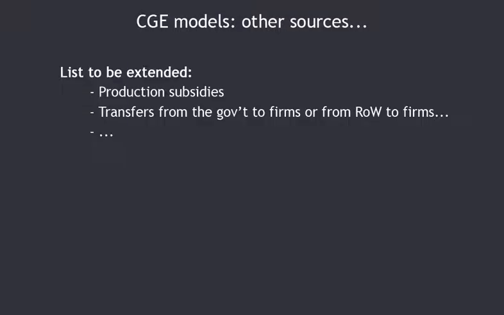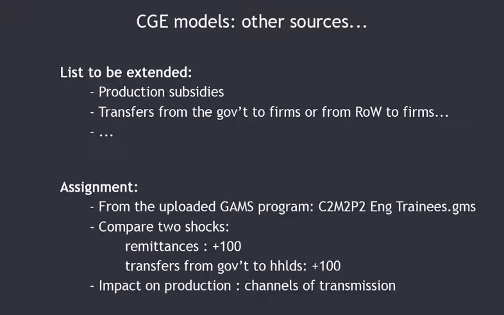So the list of new sources of income for economic agent and new sources of taxes and subsidies for the government can be extended. It must obviously be adapted to the economy that you will study. We can add, for example, production subsidies, intermediate consumption subsidies, subsidies for the purchase of capital good, new forms of transfers, and so on.